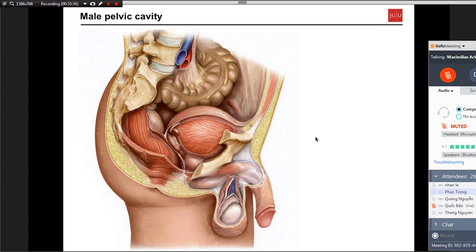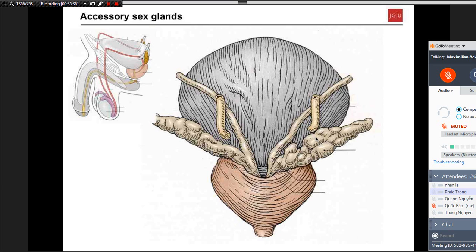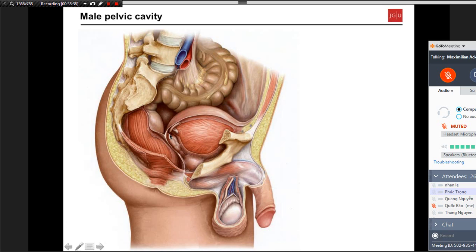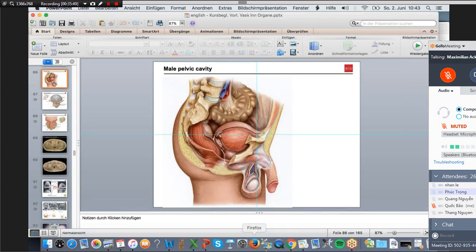So how about the male pelvic cavity? You see there is just one little excavation. So this is the excavation between the bladder and the rectum itself. So do you have questions?